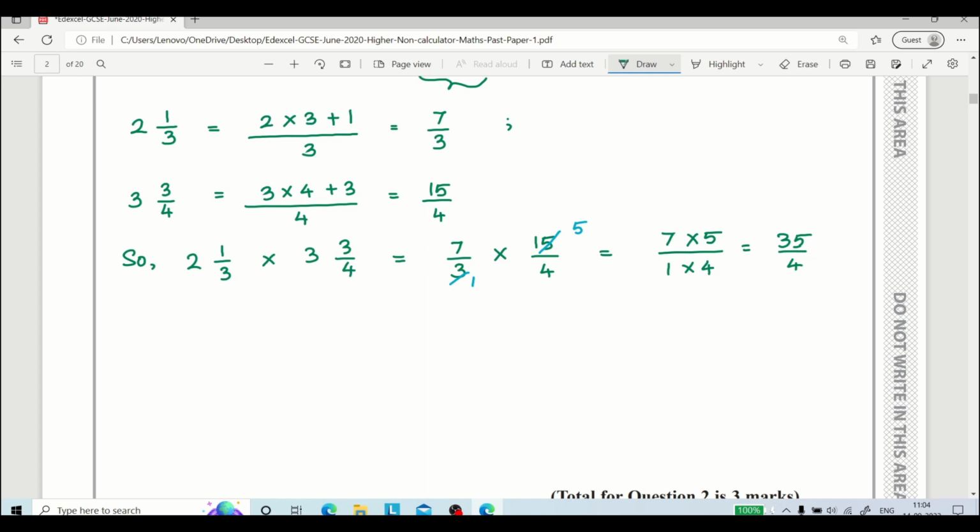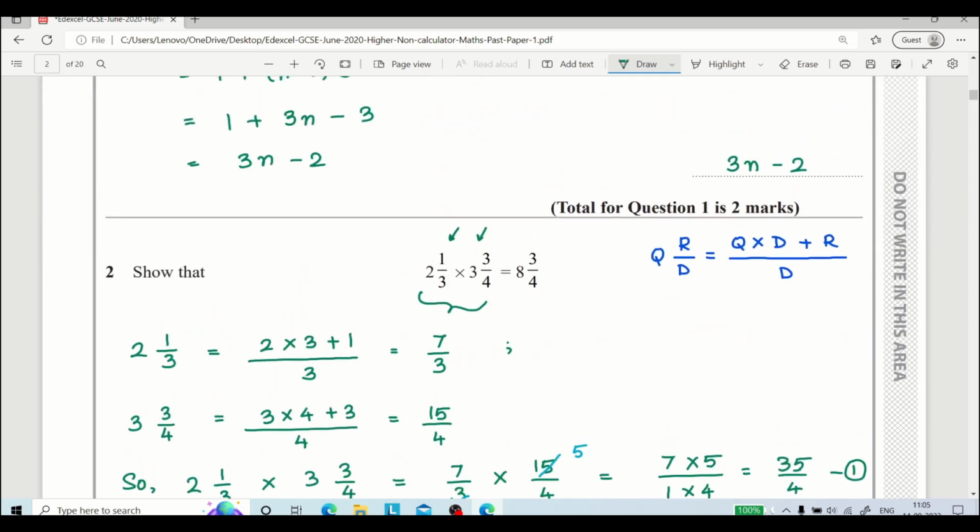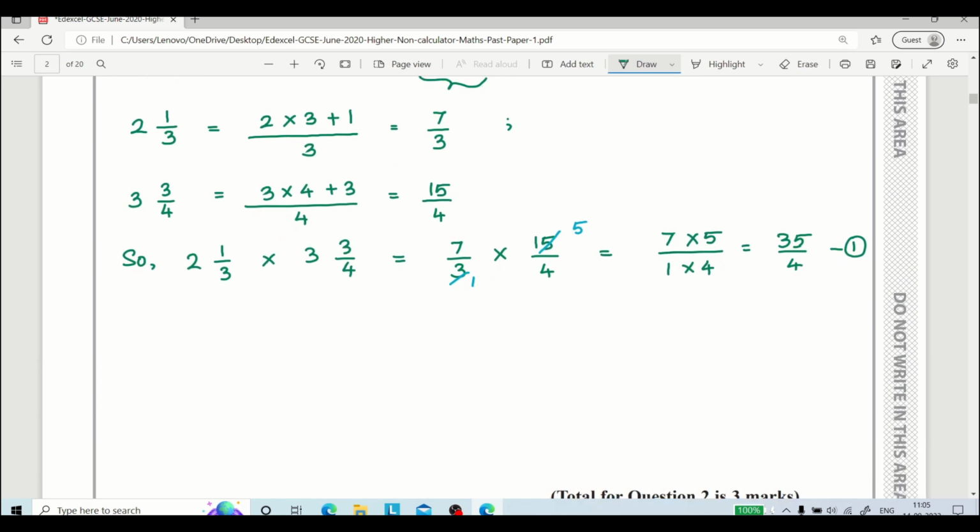The same thing we need to show in the equal to part. So now what we'll do here is, this is part 1. Now we'll just consider the right hand side. What is the right hand side? 8 3 by 4. So we'll just convert this mixed fraction 8 3 by 4 into an improper fraction in order to verify our answer. So this is 32 plus 3 over 4. That gives us 35 over 4.